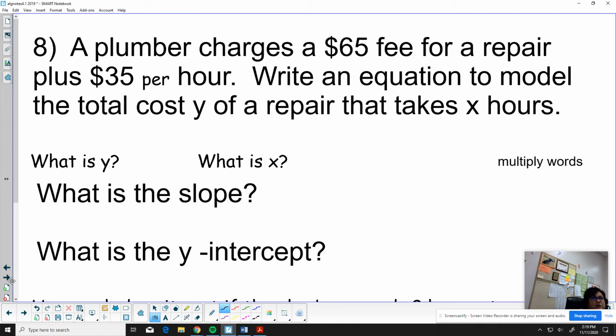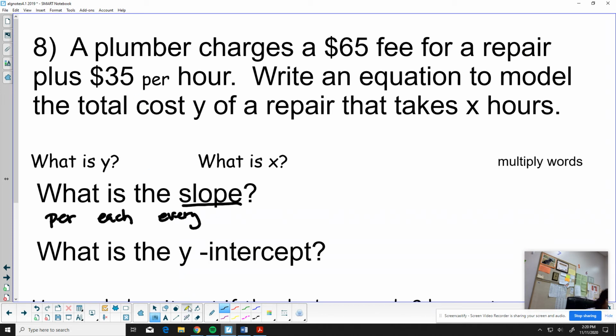Okay, a plumber charges a $65 fee for a repair plus $35 per hour. Write an equation to model the total cost y of a repair that takes x hours. Okay, so we're going to write it in slope-intercept form. Again, for slope, we look for words like per, each, or every. These are our multiply words. We also look for time, because slope seems to always be in respect to time.